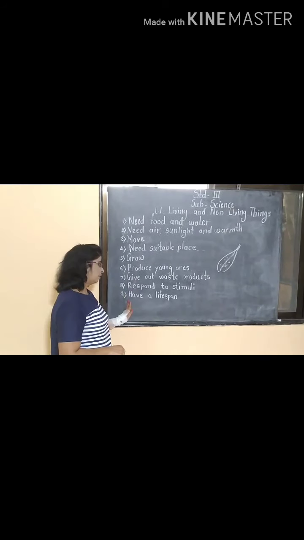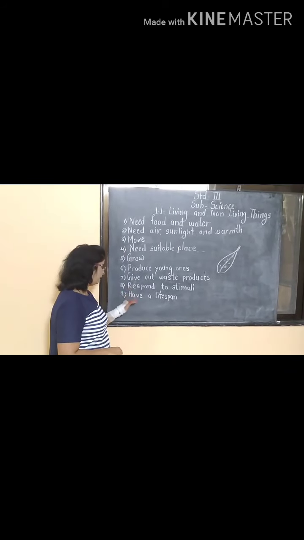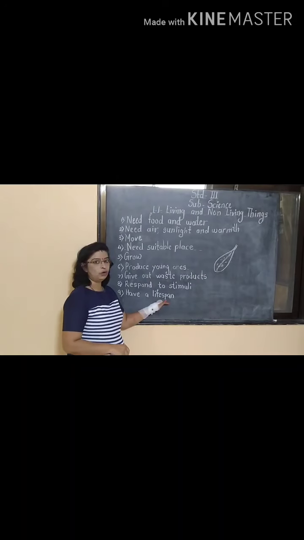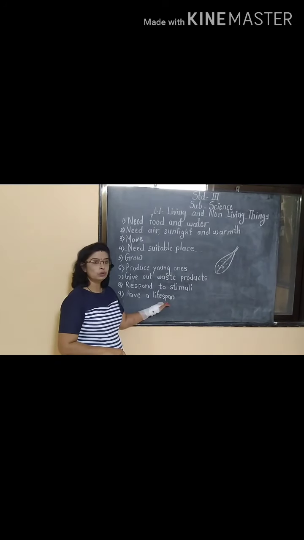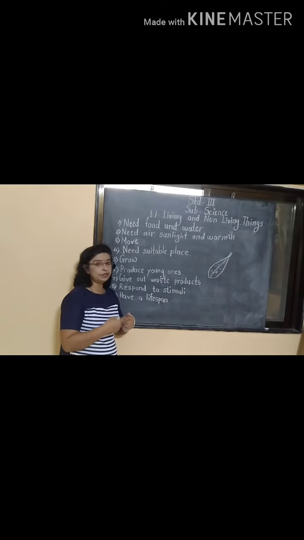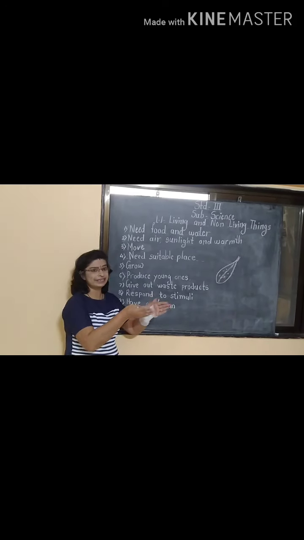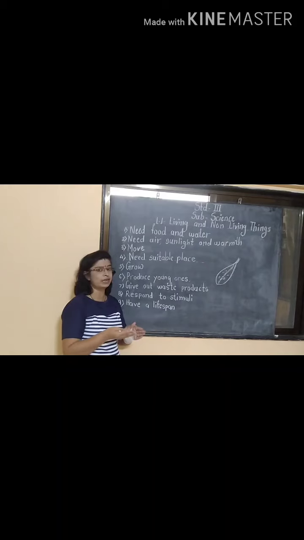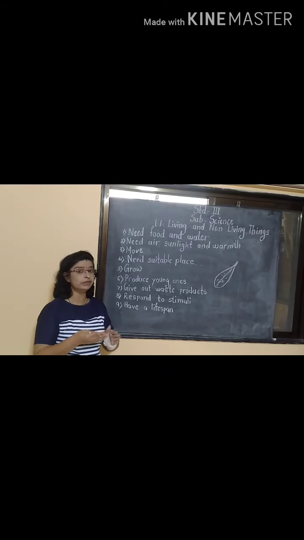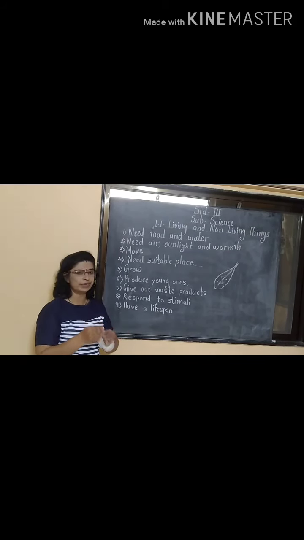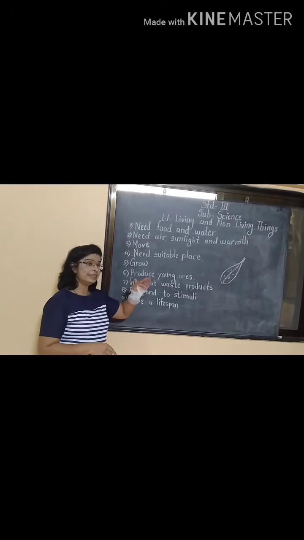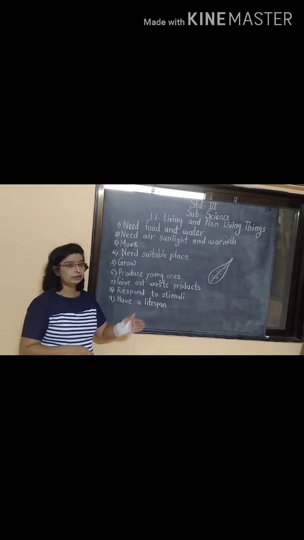Now the next point is to have a lifespan. All living things have their own lifespan. Means the time period in which they live. Some live 6 months, like herbs or shrubs. Herbs live about 6 to 8 months or 1 year. Trees have their own lifespan.